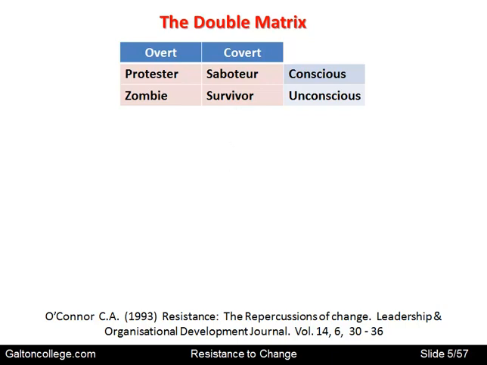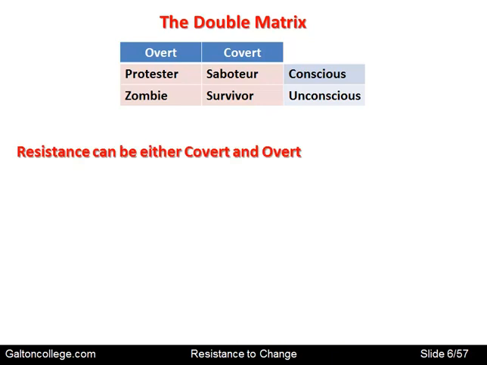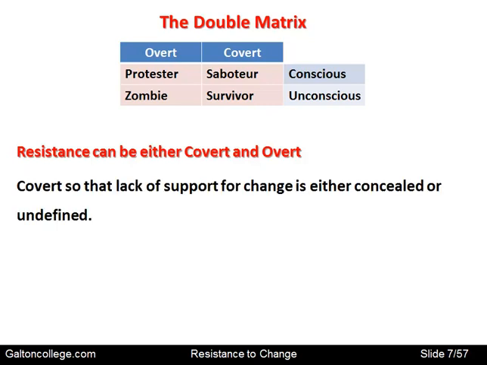So we have different classifications, and these were brought up, and the text mentioned at the bottom of the page is the source of reference. Now, resistance to change can either be covert or overt. Covert, so that lack of support for change is either concealed or undefined. It's concealed resistance.